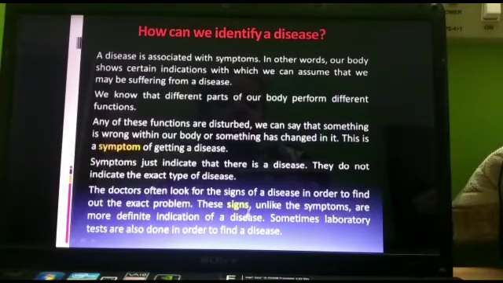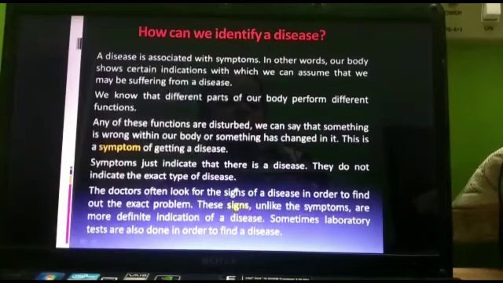Now, what are the signs of a disease? Signs are more definite indications of a disease. For example, in case of COVID-19, you have various signs of a disease: body temperature, body ache, headache, and also you feel breathlessness. That means you cannot breathe easily. So these are signs of a disease. Signs are more definite indications of a disease. And sometimes you also need a lab test to find a disease. So symptoms just indicate that there is a disease, whereas signs are more definite indications of a disease.